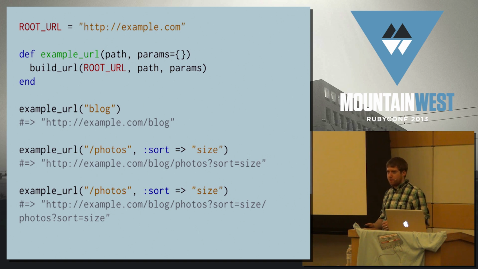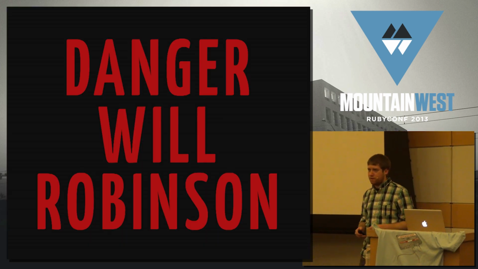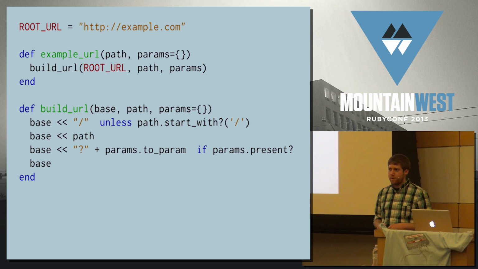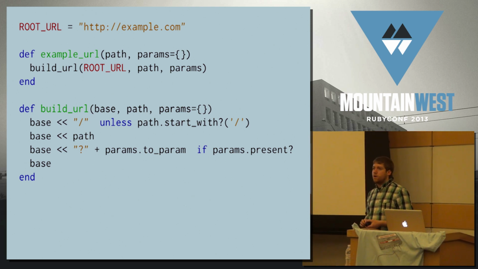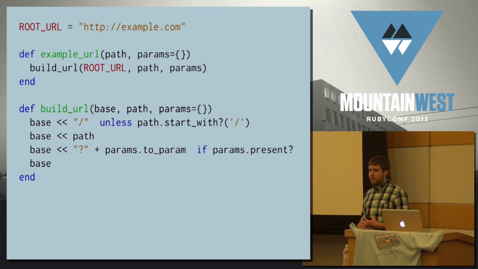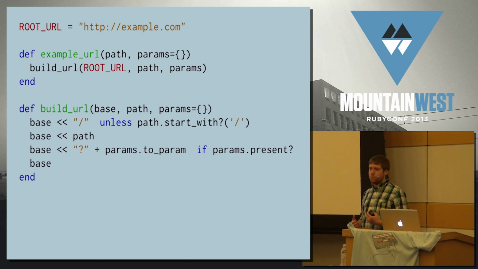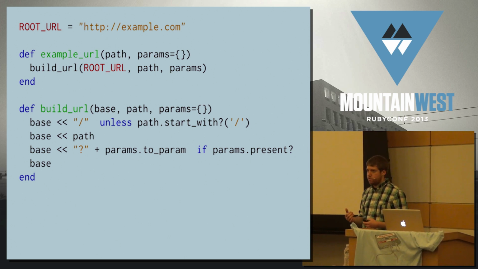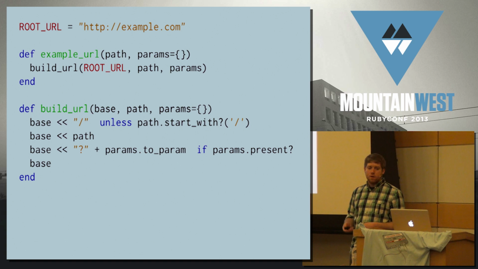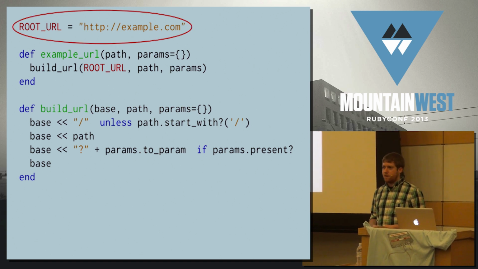That's not quite what we wanted. Something has gone very wrong here. Let's try to figure out what happened. So originally, when the string was hard-coded into the method, every time example URL got called, we generated a new string that was example.com. Once we extracted this constant out, there was only one instance of this string ever being created.